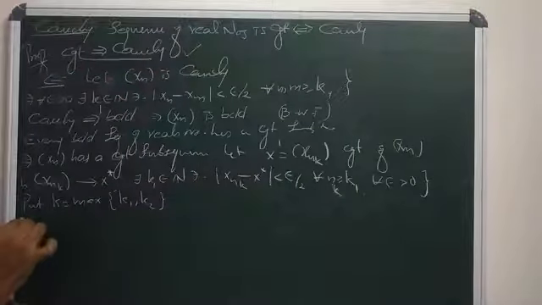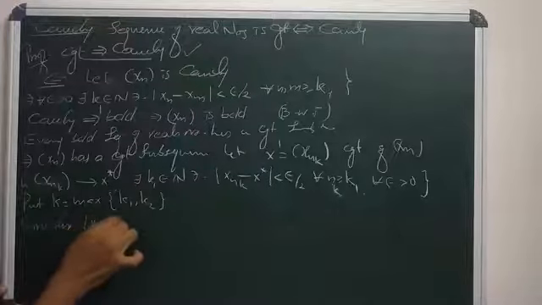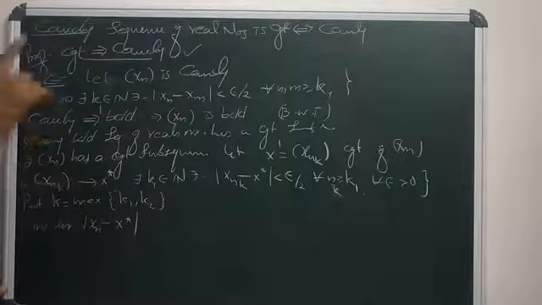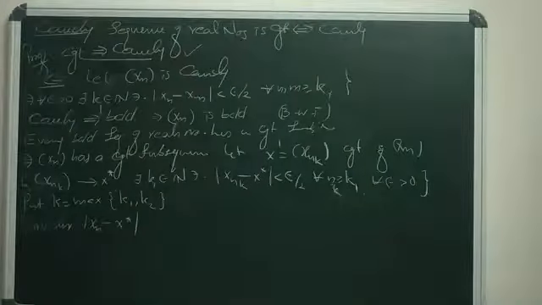So consider modulus of xn minus x star. What is x star? x star is the limit point of the subsequence xnk of xn. What is actually the sequence xnk? The sequence xnk is a subsequence of the sequence xn, and the sequence xnk converges to x star. Agreed, that is because of the Bolzano-Weierstrass theorem.